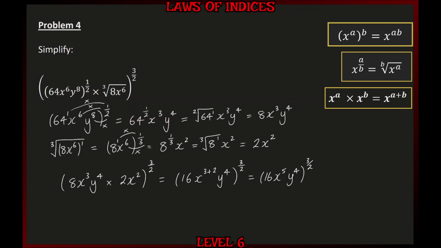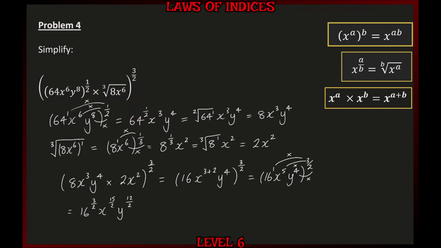Again, we're raising powers to powers here. So using our power law and putting a power of 1 on 16, we can start by multiplying together 1 and 3 over 2. And this gives us 16 to the power of 3 over 2. 5 multiplied by 3 over 2, which gives us x to the power of 15 over 2. And finally 4 multiplied by 3 over 2, which gives us y to the power of 12 over 2.